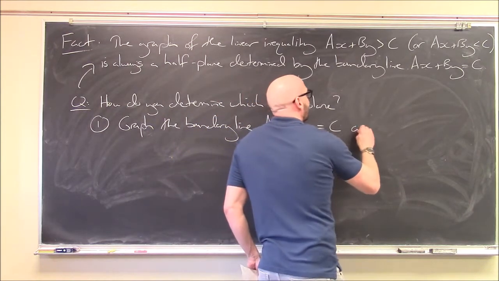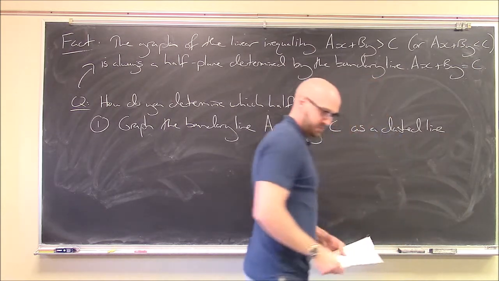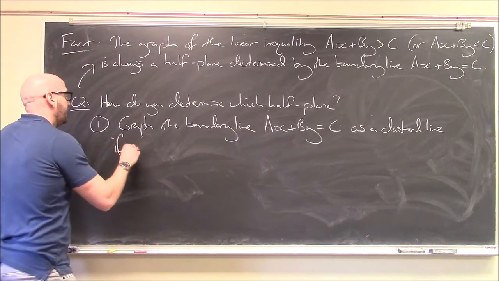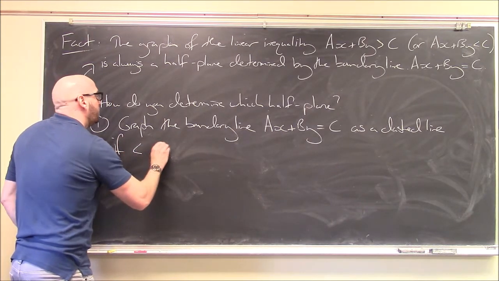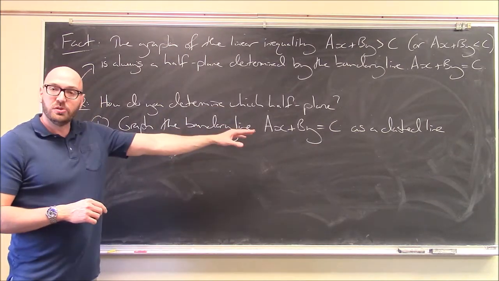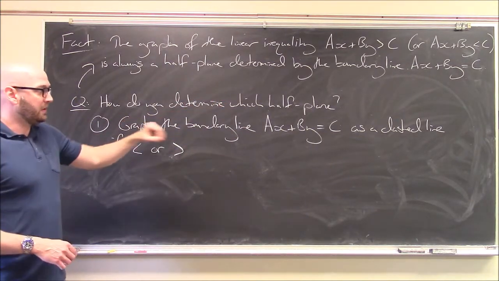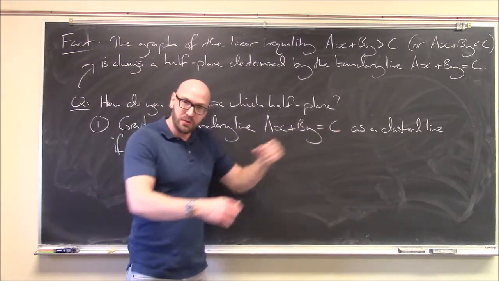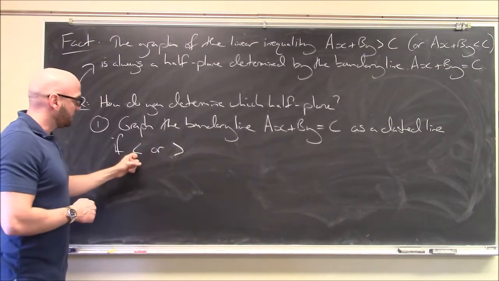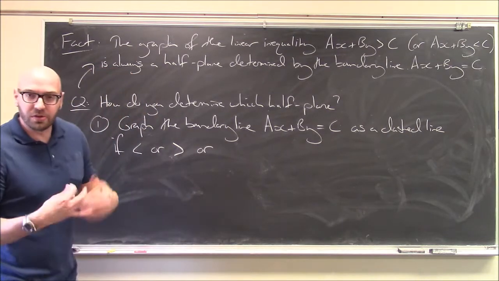You graph it as a dashed line if we're working with strictly less than or strictly greater than inequalities, right? Remember, we don't want to include the actual line itself. If we have a strict inequality, the boundary line is really just the boundary and we don't want to include it. So the way we indicate that is we use a dashed line if we have strictly less than or strictly greater than, or if we do want to include it, then we just graph it with a solid line.